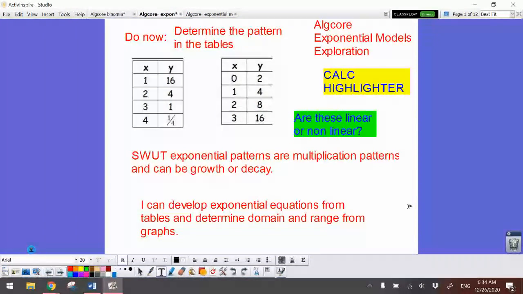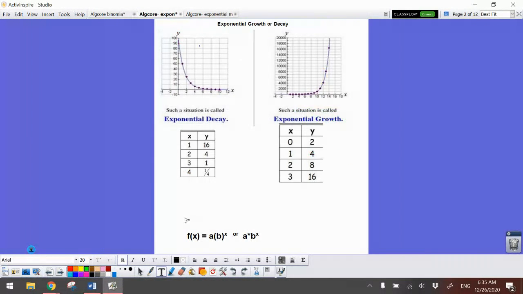Okay, so the most important thing to realize is that we are no longer in linears. We are in nonlinear functions, so all of these are going to curve. So take a look at these tables. What do you see as far as patterns? Think about that for a minute, and then let's take a look at them on this next slide.